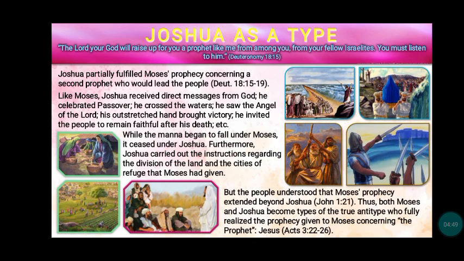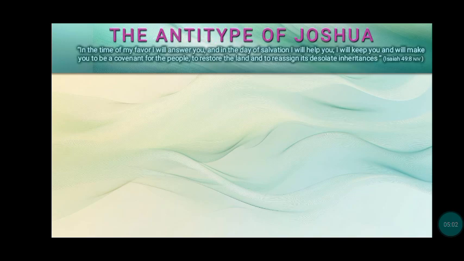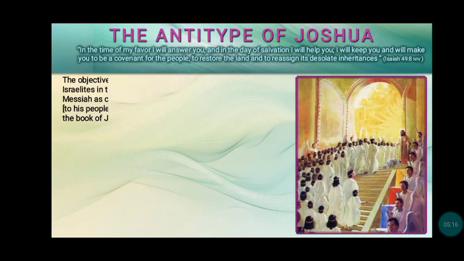Thus, both Moses and Joshua become types of the true antitype who fully realized the prophecy given to Moses concerning the prophet. The antitype of Joshua. In the time of my favor I will answer you. In the day of salvation I will help you. I will keep you and will make you to be a covenant for the people, to restore the land and to reassign its desolate inheritances.